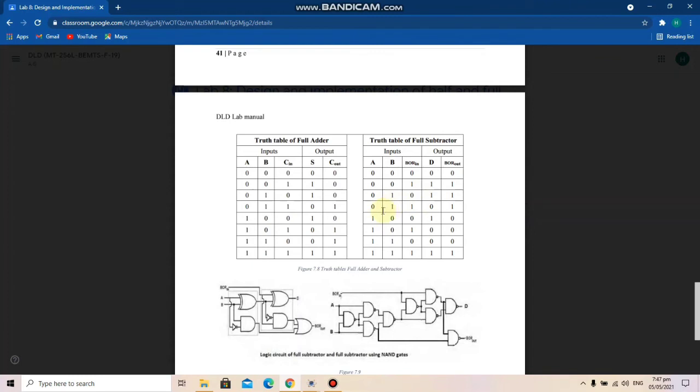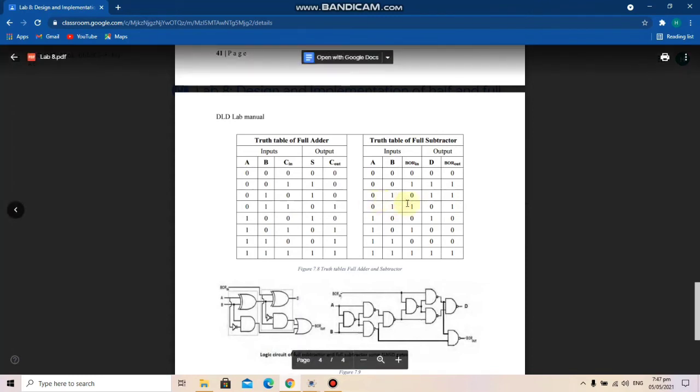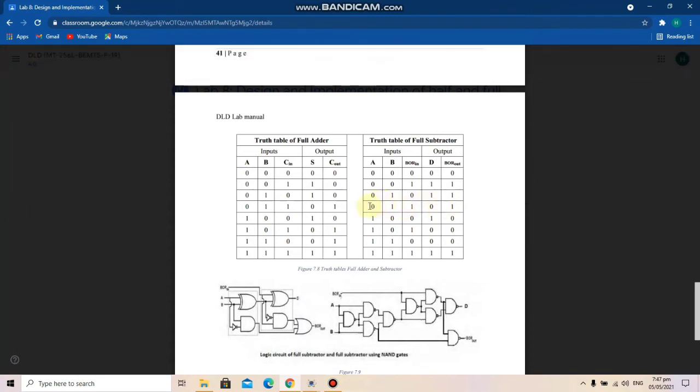Then here we can see again A minus B is 0 minus 1, so 1 will be borrowed here, so borrow out will become 1, and A will become 1 0, which will make A 2. 2 minus 1 will give us 1, and 1 minus borrow in, which is 1 minus 1, is equal to 0, so the difference we can see is 0.